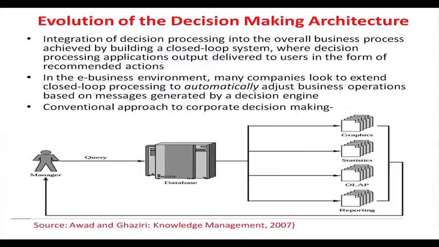So, this can be presented in different ways. It could be presented in a graphic manner, it could be presented statistically, it could also be presented using online analytical processing to understand, say, this is what we have and this is how much is left out, or you can simply report it. So, you can integrate these decision processes into a business process, and then you are giving this information to the manager.